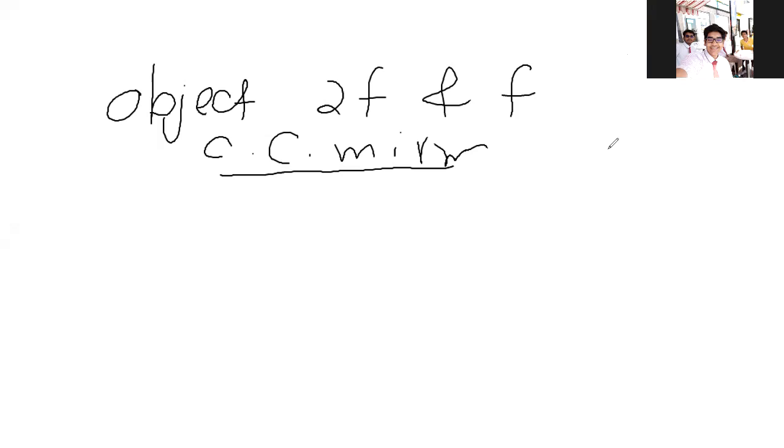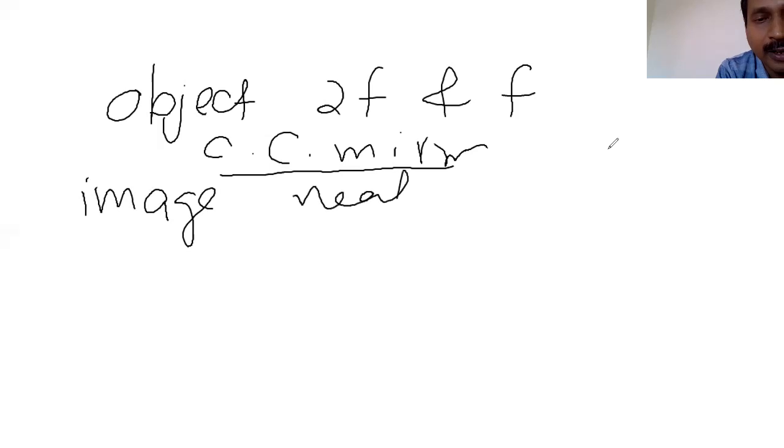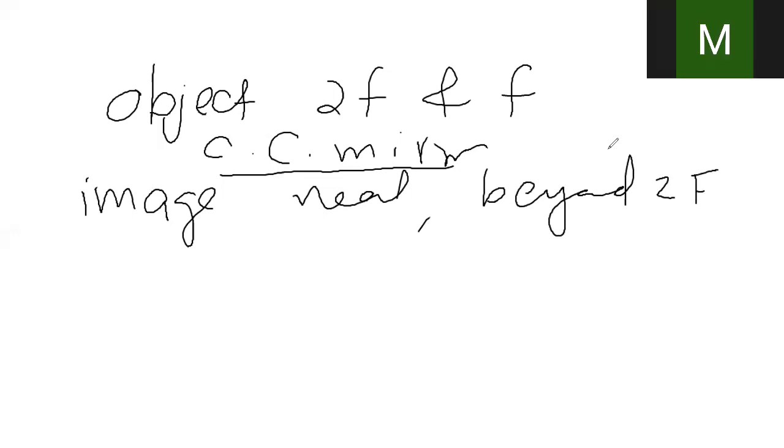For an object placed between 2f and f of the concave mirror, you have to prove that the image formed is real and beyond 2f. See, there are so many different ways you can do it.